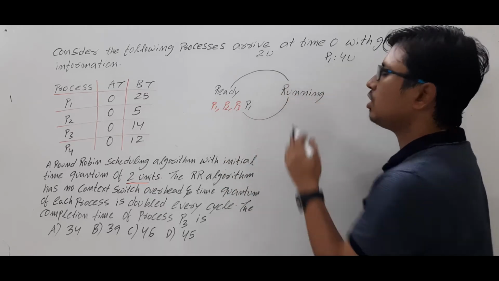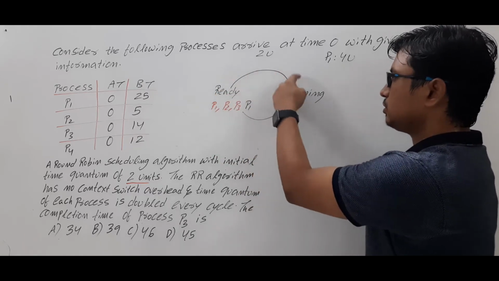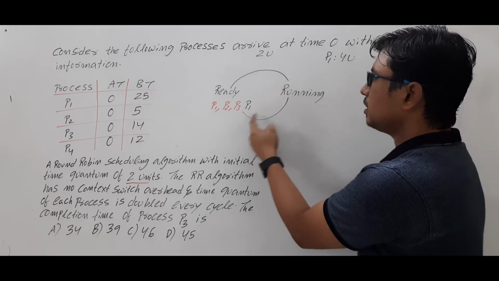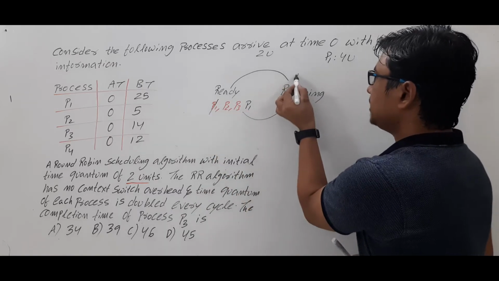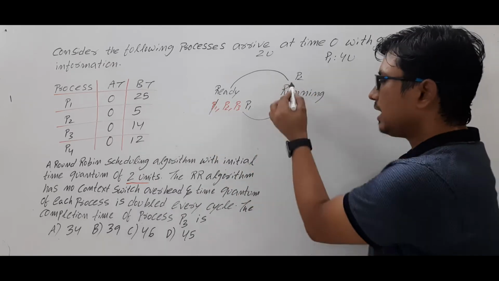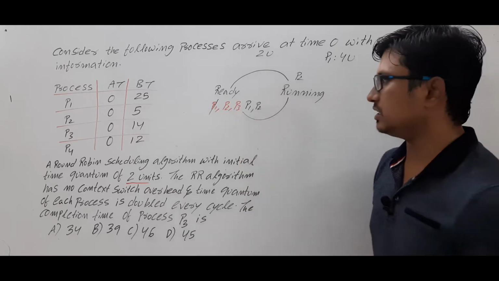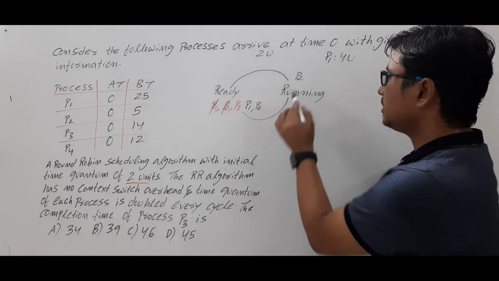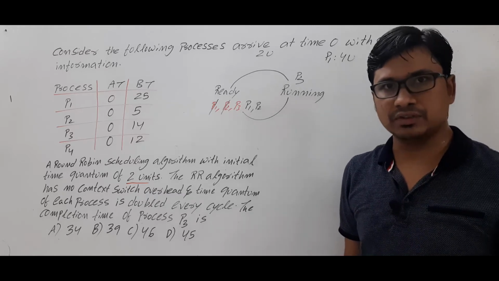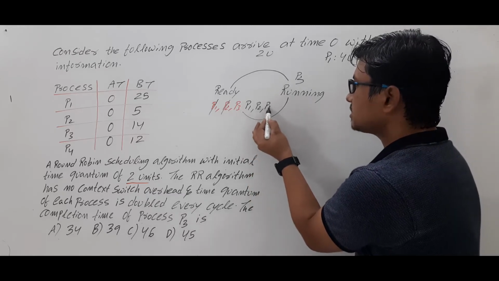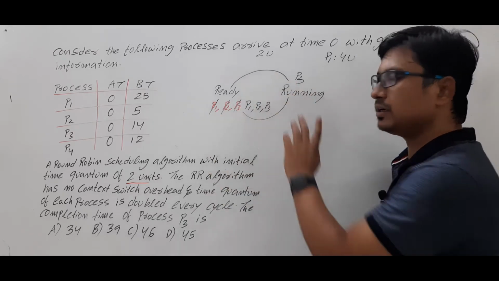So this one we will call one cycle, because process P1 has been scheduled from the ready state to the running state and again it is preempted to the ready state. Is it clear? Now process P2 will be scheduled to the running state and it will run for 2 units of time. Again it will be preempted and sent to the ready state. Then process P3 will be scheduled to the running state. It will also run for 2 units of time and again be preempted and sent to the ready state. Is it clear? Now all the processes have completed one cycle.